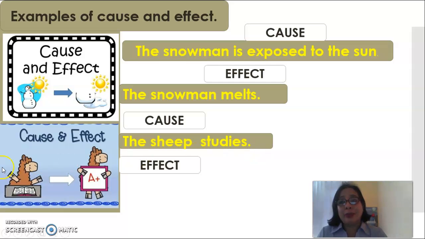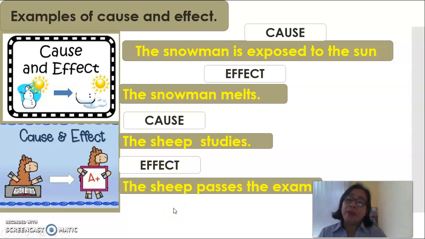We have another example. Look at the little sheep, the brown sheep. Well, the sheep studies. That's the cause. What is the result? What is the effect? Well, the effect is that if the sheep studied, the sheep passes the exam. So if you study, you can pass. The cause, you study. The result or effect, you pass. Okay? Remember, cause is something that happens and has a result. That result is the effect of that cause. Okay? Let's continue.